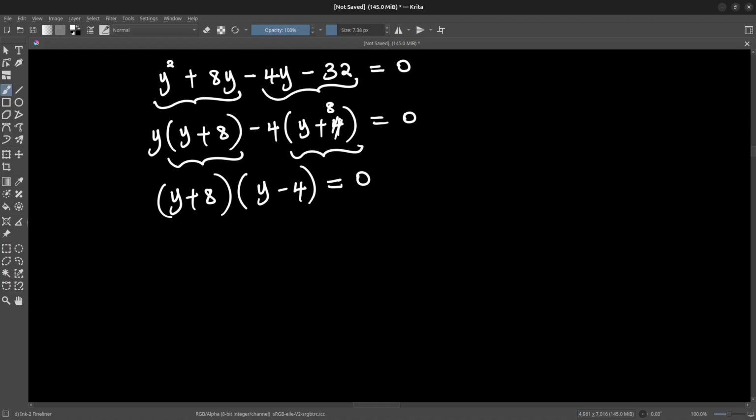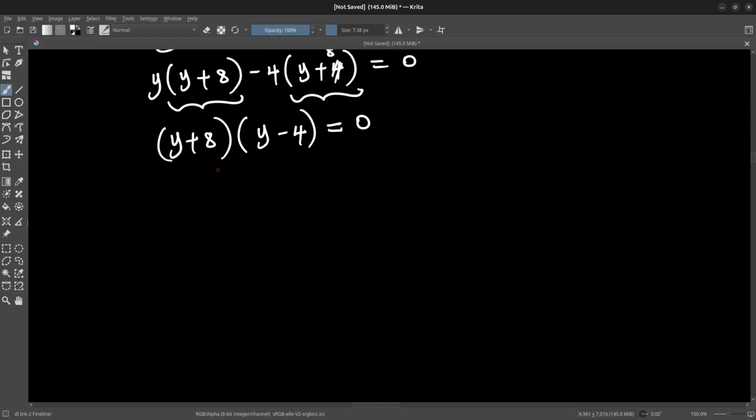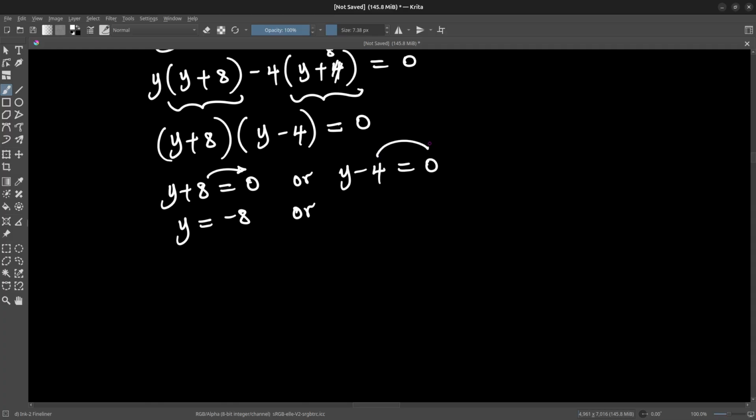When the multiplication of two factors is equal to 0, it means that either of them can be 0. So we have y plus 8 is equal to 0, or y minus 4 is equal to 0. When we take 8 to the other side, it means that y is equal to negative 8, or when we take this negative 4 to the other side, it means that y is equal to 4.